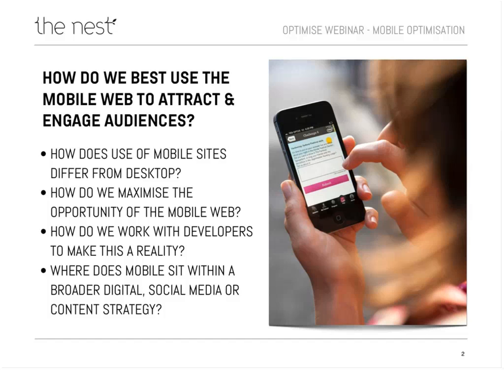So just a recap of the 4 key areas that we're going to cover today. How do mobile sites differ from desktop? How do we maximize the opportunity that arises when we have that point of difference? How do we work with our designers and developers to make this a reality? In that section, we're going to be looking particularly at the differences between what's known as a responsive site and a mobile site. And at the end, where does mobile sit within a broader digital, social media or content strategy?